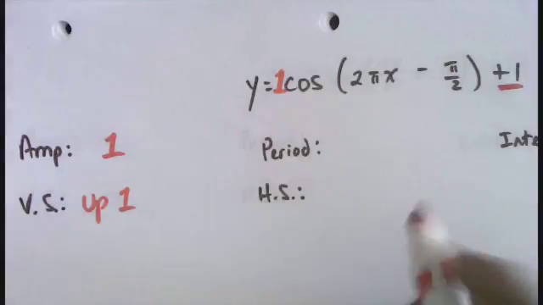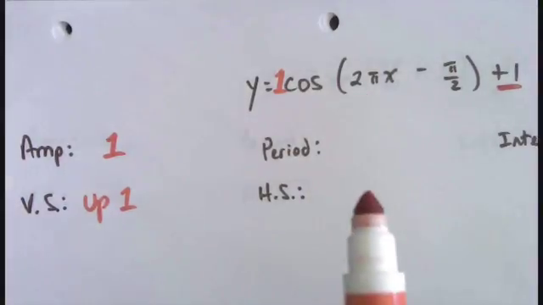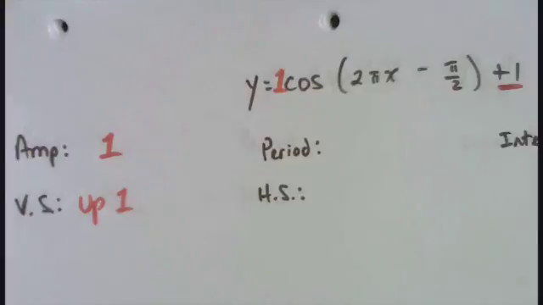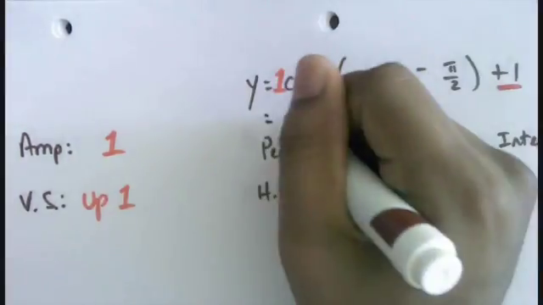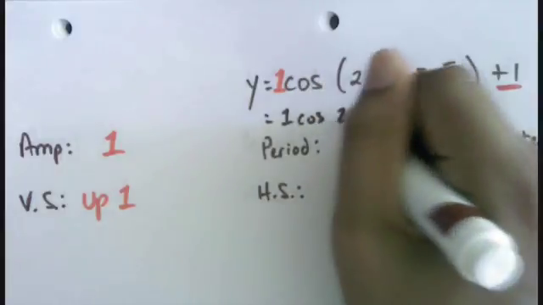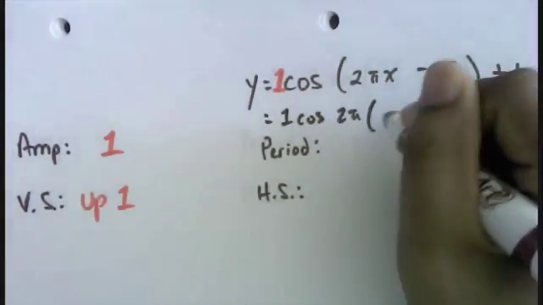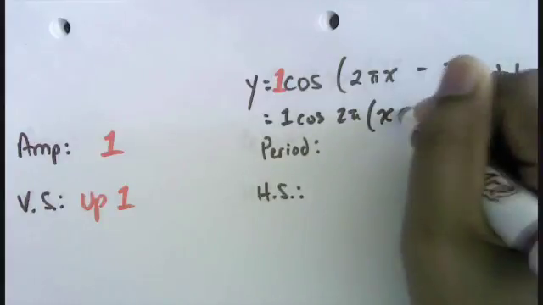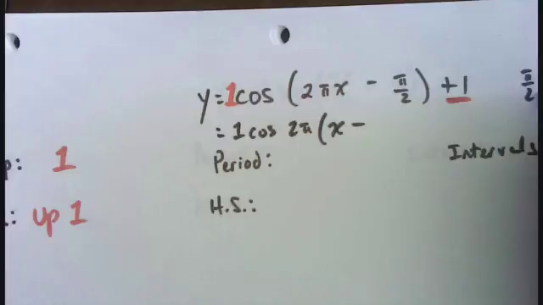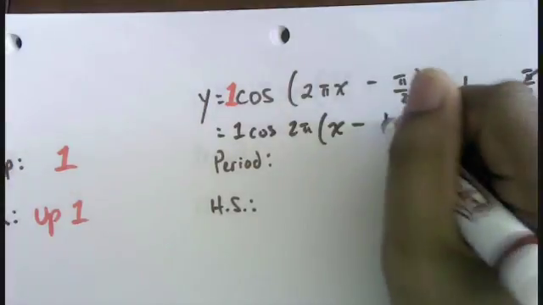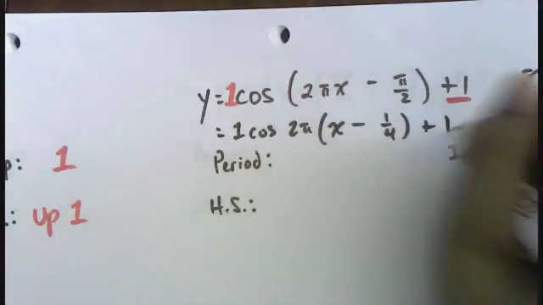Our period. Now again, I should have just stopped and rewritten this problem, but I'm going to do that now so I don't make any mistake. This equation is equal to 1 cosine of 2 pi, and factoring out the 2 pi from everything, it's going to be an x minus, now this work I'll show just in case, we're going to do pi over 2 divided by 2 pi, which is the same thing as times 1 over 2 pi. The pi's cancel, and I'm left with 1 over 4 on the inside. The plus 1 stays.